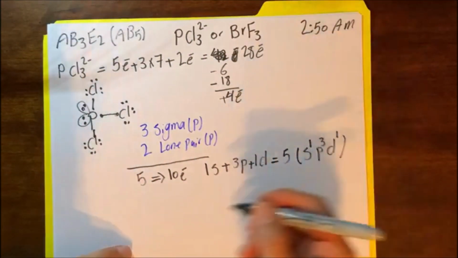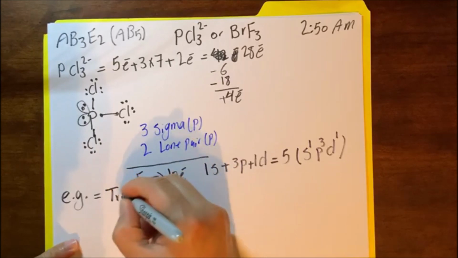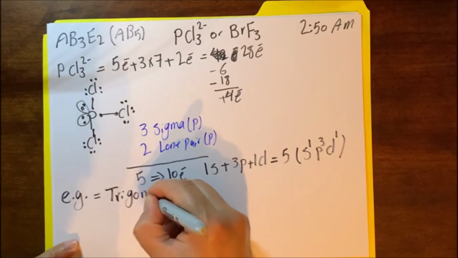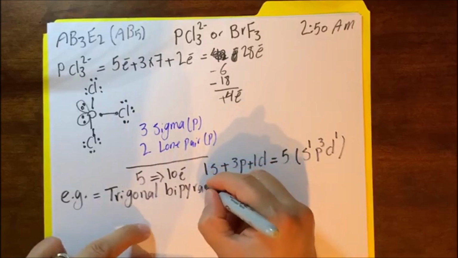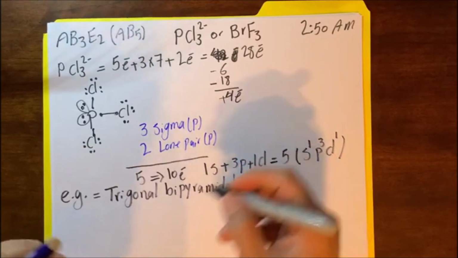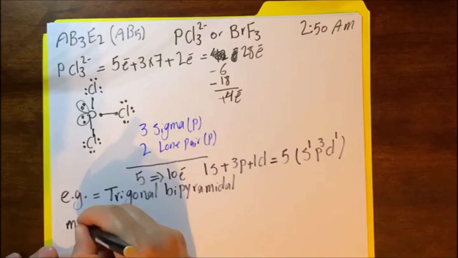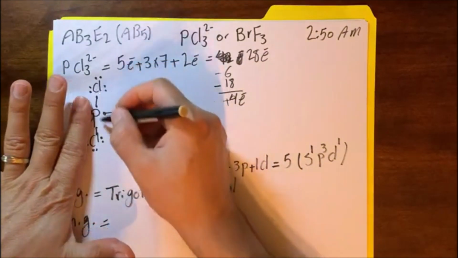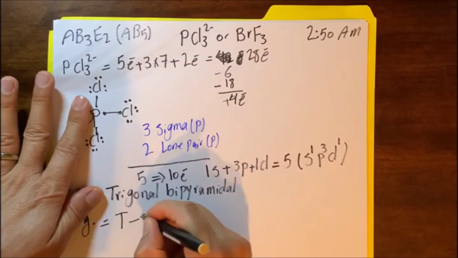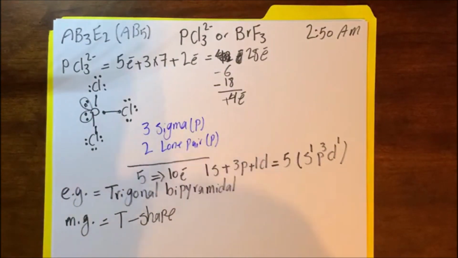Now, electron geometry will be trigonal bipyramidal, but the real geometry, if you cover these 2 lone pairs, you will see a T. So this one will be T shape. Okay. T shape.